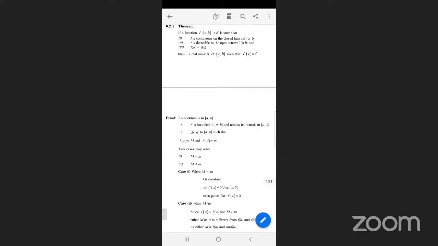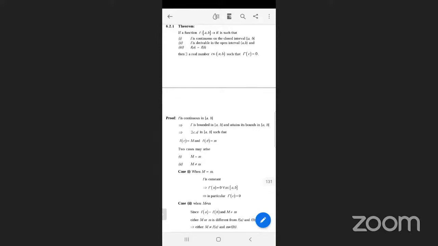So clearly we will get two cases: bounded above equal to bounded below, and the other, if small m is not equal to capital M, that is, bounded below and bounded above are not equal. So I am going to prove this result in two different cases.